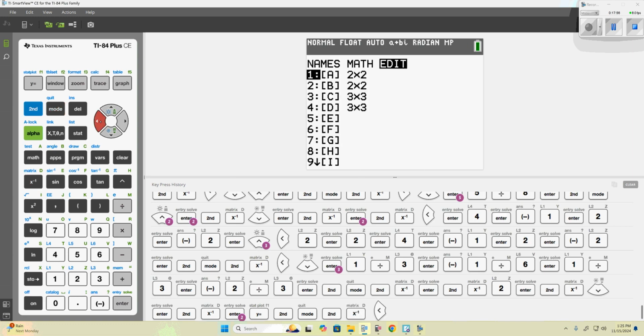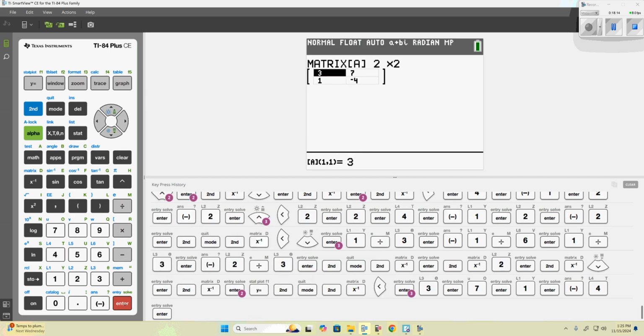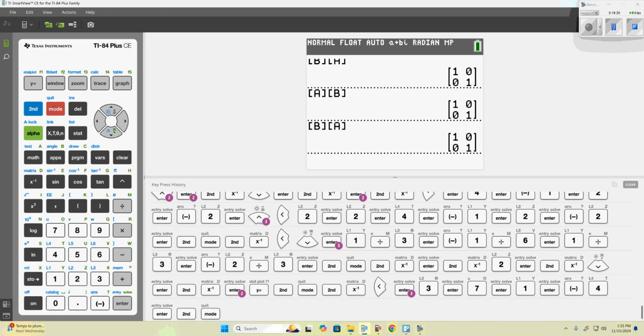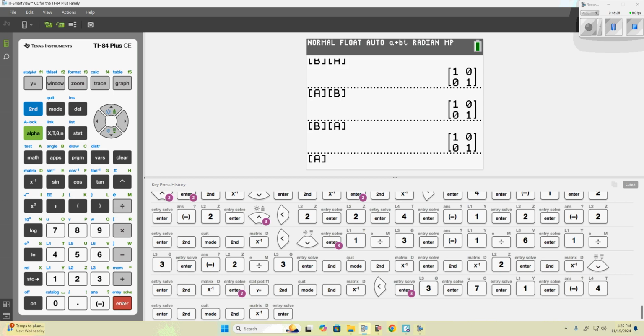Second matrix over to edit. Now, if it's going to have an inverse, it's going to be square. It has to be a square matrix for it to be invertible. And the next one we're looking at is 3, 7, 1, -4. So we type it in. Second quit. Second matrix A. So we typed it in, and we're going to recall it.